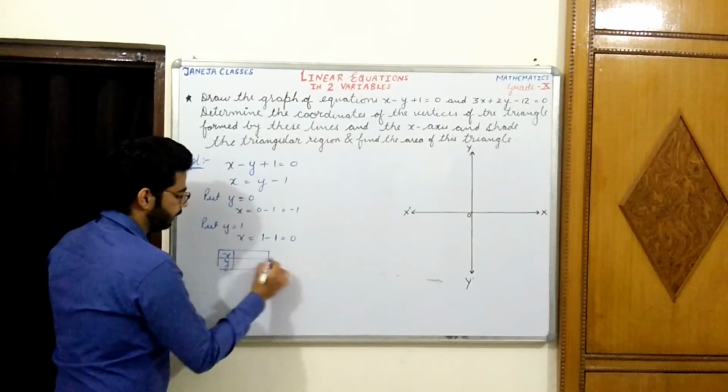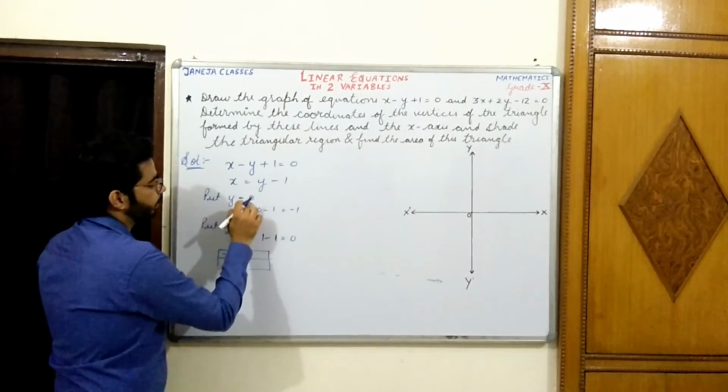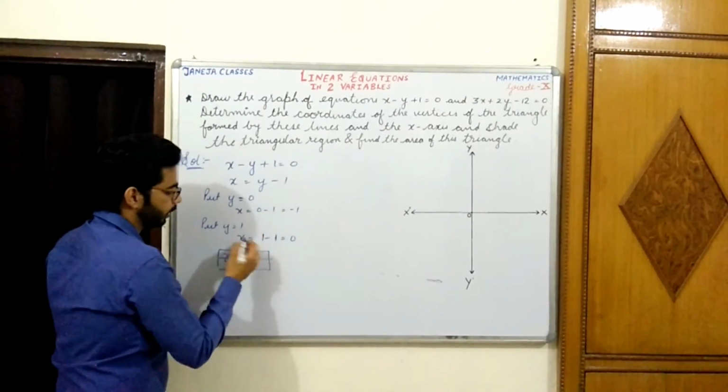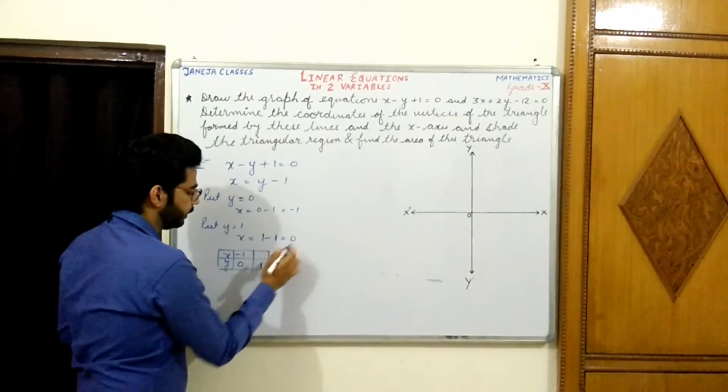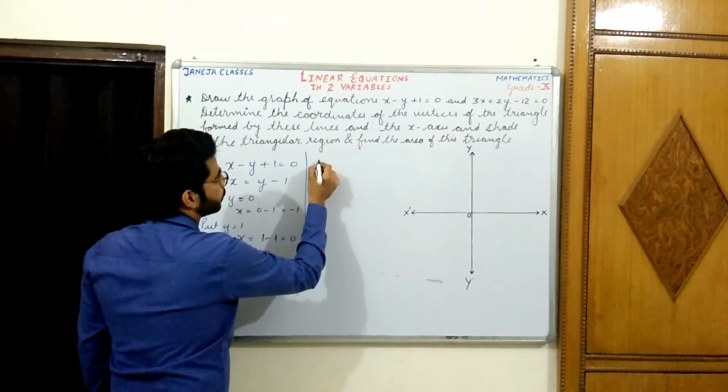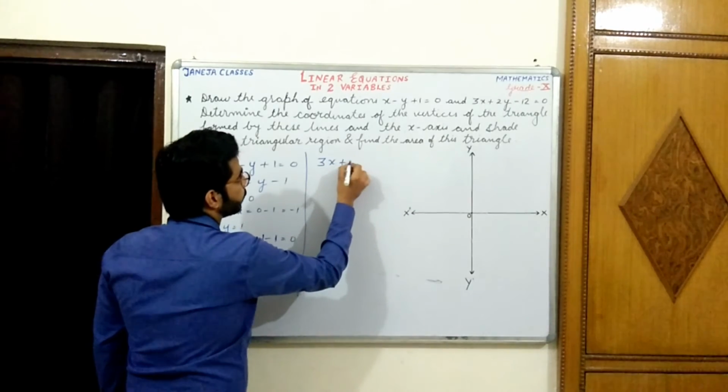X and y. When we have taken the value of y as 0, at that time x is minus 1. Afterwards y is 1 and x is 0. So we can plot these points on the graph. So let us start solving the second equation.